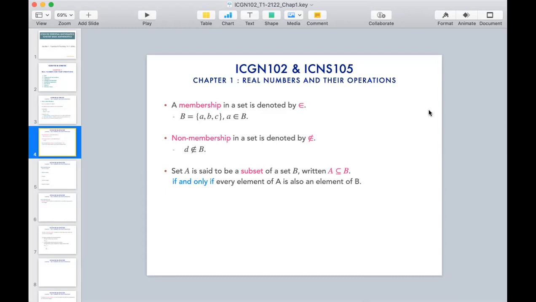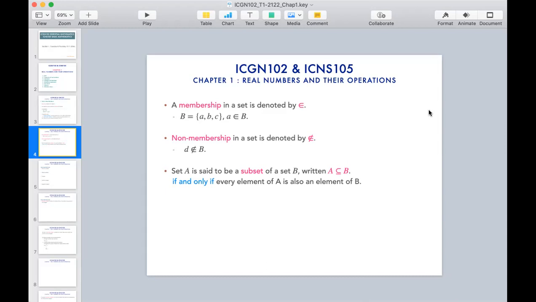And this one, if you have members a and b, is set A a subset of set B or not? No. Why not? What's wrong with this? Which value may cause set A not to be a subset of set B? B, because we don't have b in set B, right?